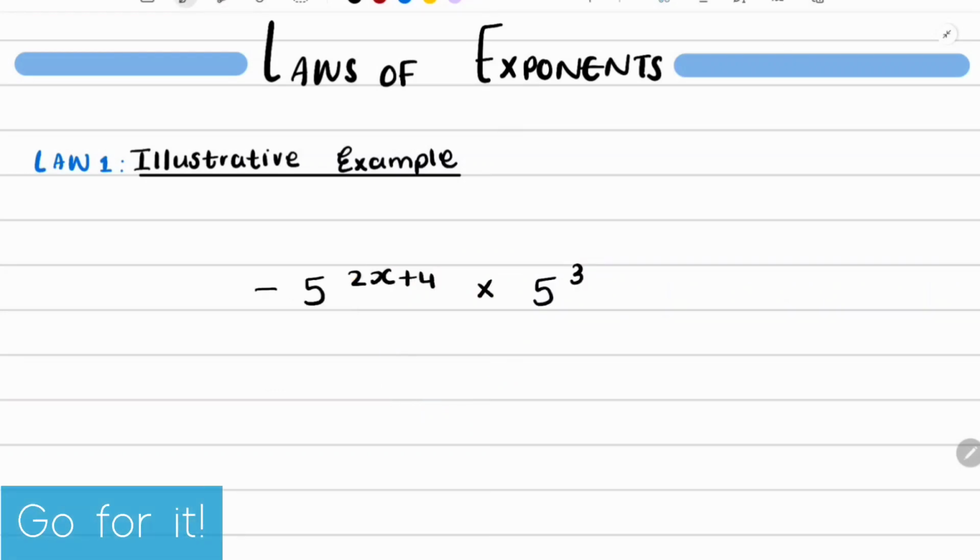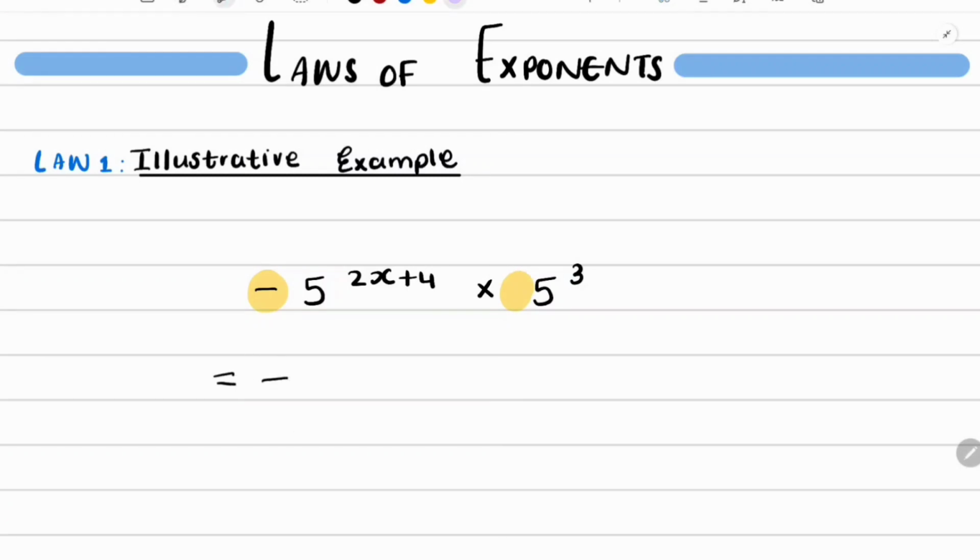And here is another example. So in this example, we have that negative again. You're going to have to treat it as if it is a coefficient of this 5 to the power of 2x plus 4. And what do we know about what the coefficients do when we are multiplying? The coefficient here would multiply with whatever coefficient we have here. So the coefficient that we'll have of 5 to the power of 3 is actually an invisible 1. So you can see that as the negative 1 multiplied by the invisible positive 1 here. And so we end up with a negative.